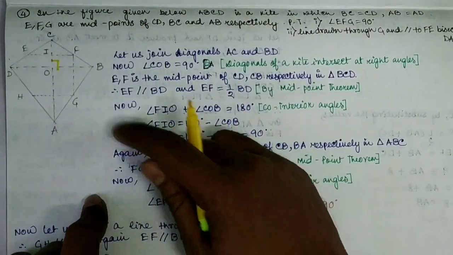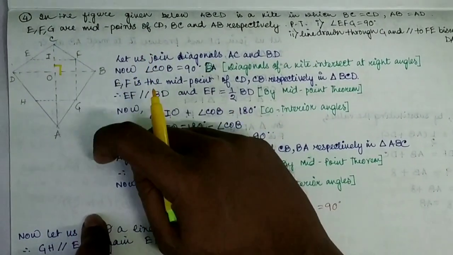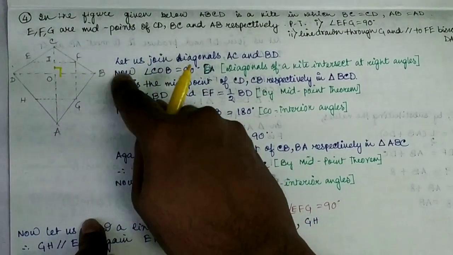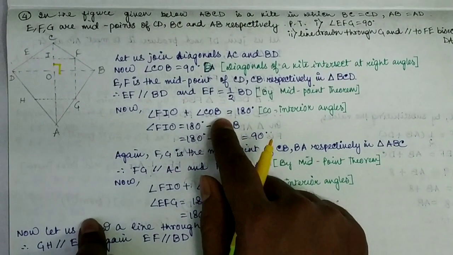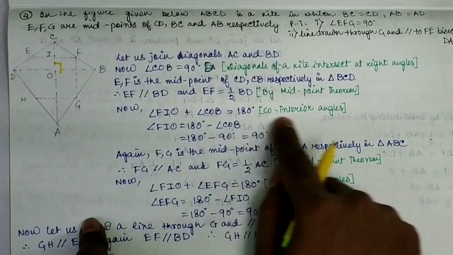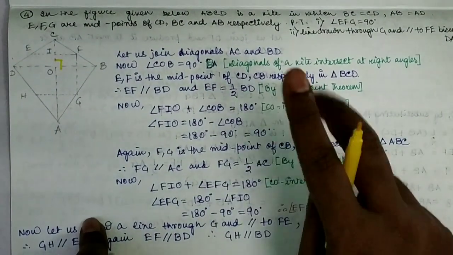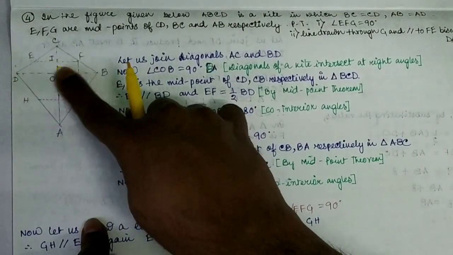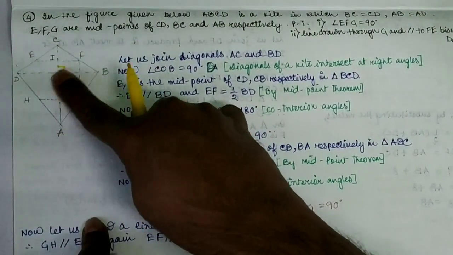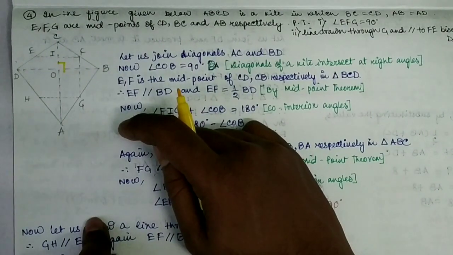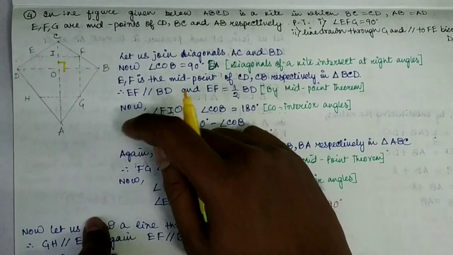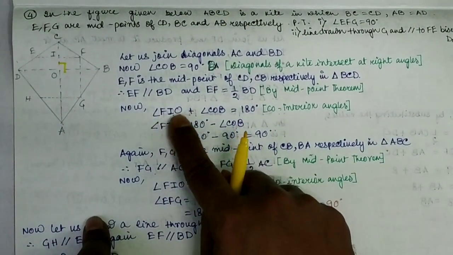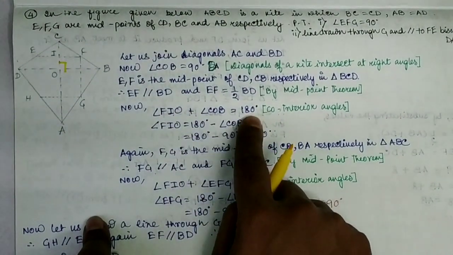Okay guys, now we know that EF and BD are parallel. Now when they are parallel, we all know that angle FIO and angle IOB, or you can say it as angle COB also, if we add them, the sum will be 180. Why? Because they are the co-interior angles, means 2 angles which are located on the interior side of 2 parallel lines EF and BD, and on the same interior side. That's why they are called co-interior angles.